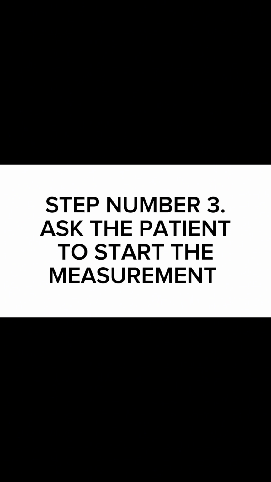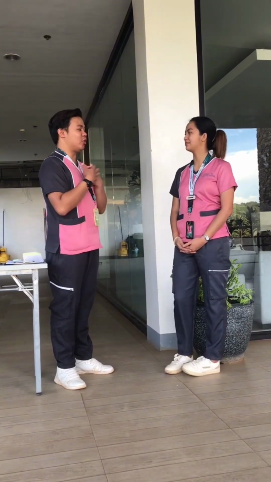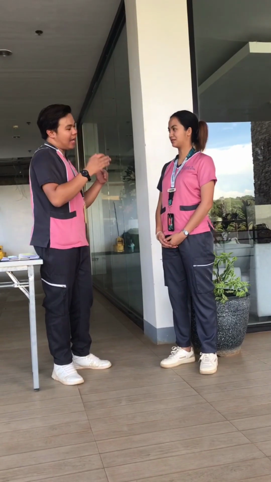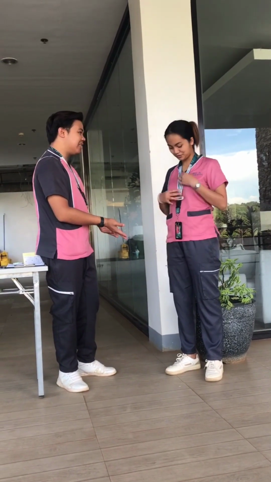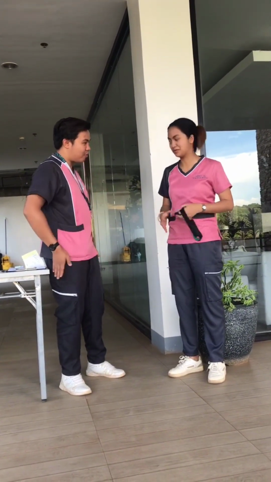Step number 3. Ask the patient to start the measurement. Ask permission from the patient to start the measurement. Step number 4. Ask permission to remove things inside the patient's pocket or ID slings. If the patient is wearing an ID sling, ask them kindly to remove them and any things inside their pockets.